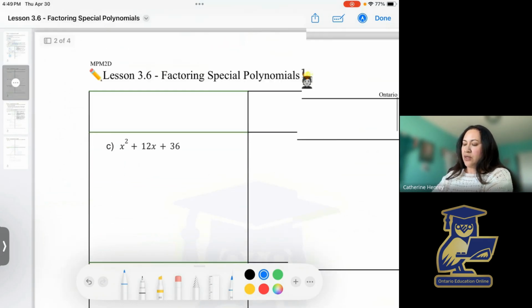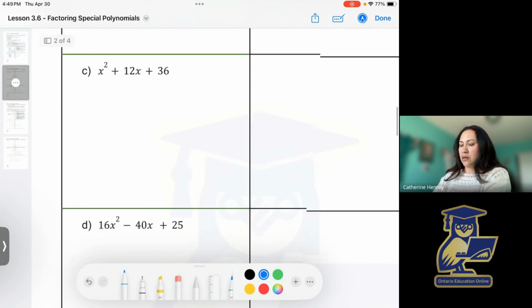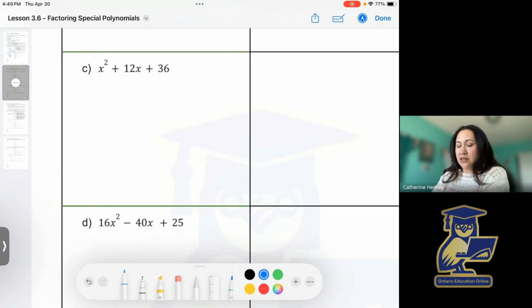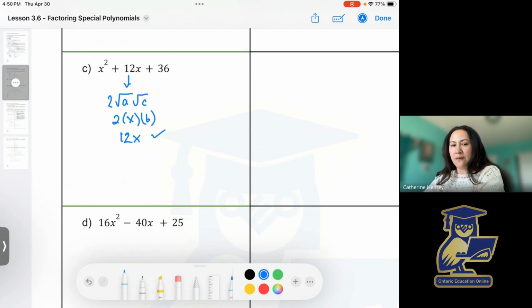We'll do a few more examples. Can I take the square root of x squared? Yes. Can I take the square root of 36? Yes. Now, does this middle term equal 2 times the square root of a times the square root of c? Square root of a is x, and the square root of 36 is 6. So this gives me 12x. So yes, it checks out.